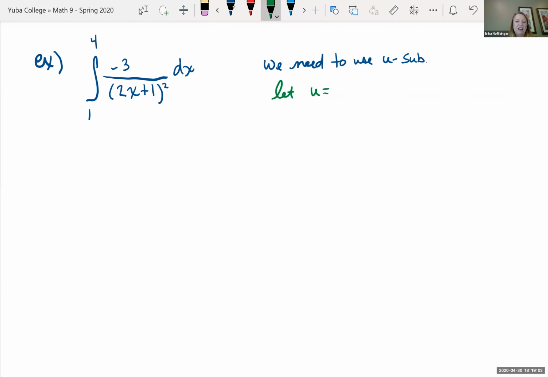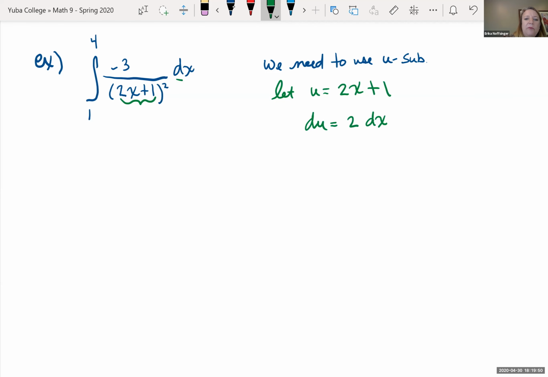Well, I know if this was -3 over u squared, I can then use my general power rule when doing the antiderivative. So if I choose what's inside the parentheses in the denominator, and I take the derivative of that, it's not going to leave me with any x's, and I don't need any other x's canceled out in here. So if I let u equal 2x plus 1, this is where we take the derivative of both sides. The derivative of u is 1 du, or just du, equals the derivative of 2x plus 1. The derivative of 2x is 2, the derivative of 1 is 0, and since we took it with respect to x, we put the dx.